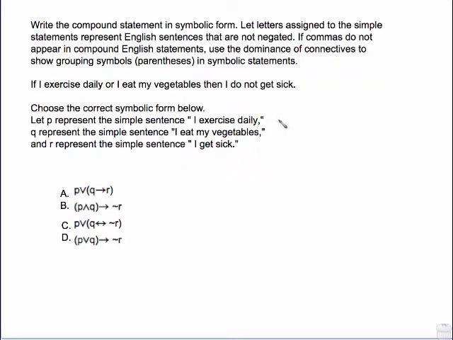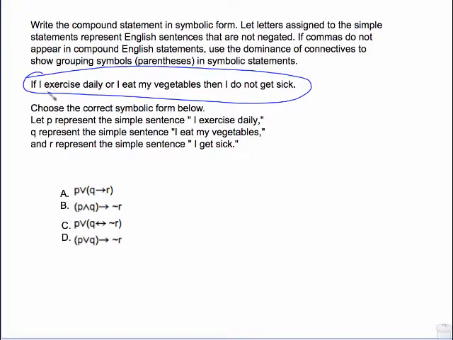Last one, we're going to write the compound statement into symbols, the opposite of what we just did a second ago. Here's our three. P is I exercise daily, Q is I eat my veggies, and R is I get sick. So I need to translate this into symbols. So if I exercise daily, or I eat my vegetables, then, so I've got if then, I do not get sick. So if then is going to be a simple arrow. If I exercise daily, exercise was P, or I eat my veggies, which was Q, then I do not get sick. R was getting sick, not getting sick is not R.